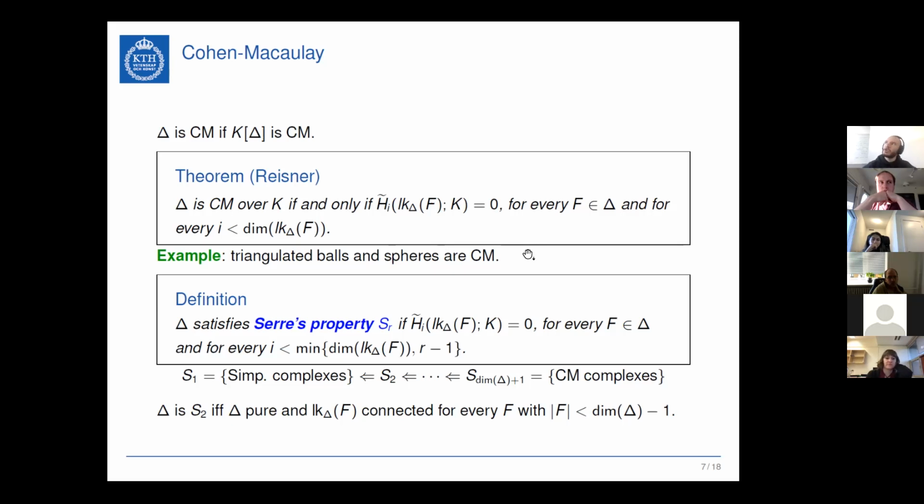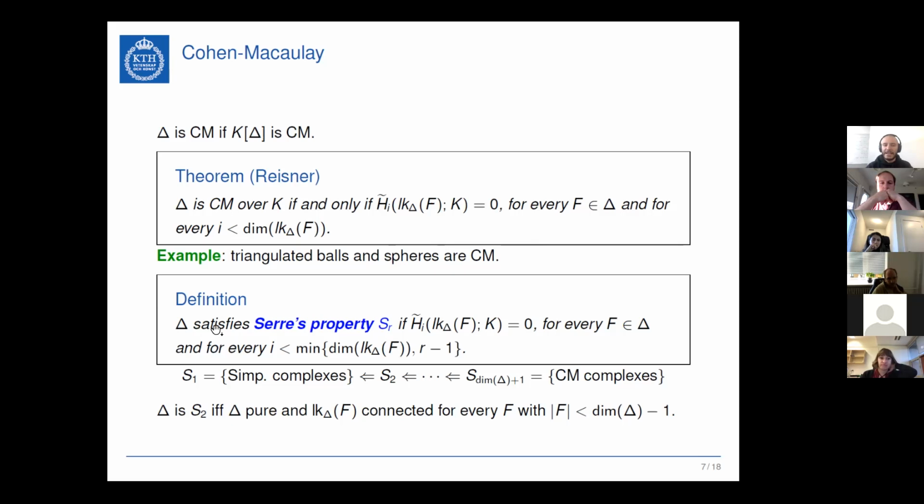But we can also filter this property. We can filter this property by setting a threshold below which homology should vanish, but above which it does not. So it's free to do whatever it wants. And this leads to the definition of Serre's properties.